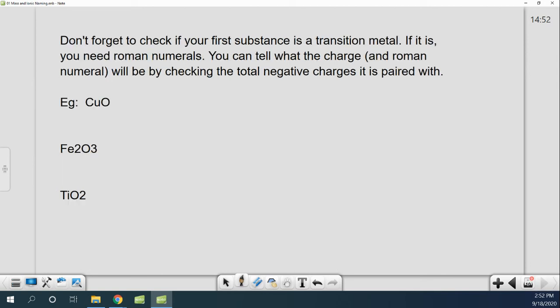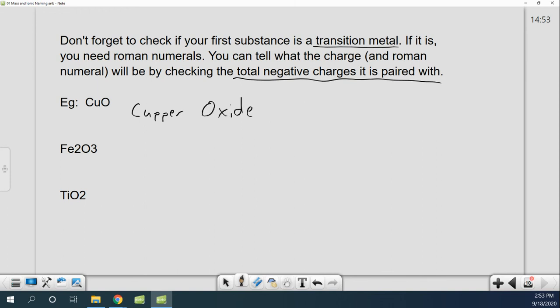So that should be a bit of a reminder from last time. Also, one last thing you got to remember, don't forget to check if your first metal is a transition metal. If it is, you got to add Roman numerals in. You can tell what the charge is or what the Roman numeral will be by checking the total negative charges it is paired with. So what I mean by that is, here I've got copper, and I've got oxygen, so it's copper oxide, right? Easy.